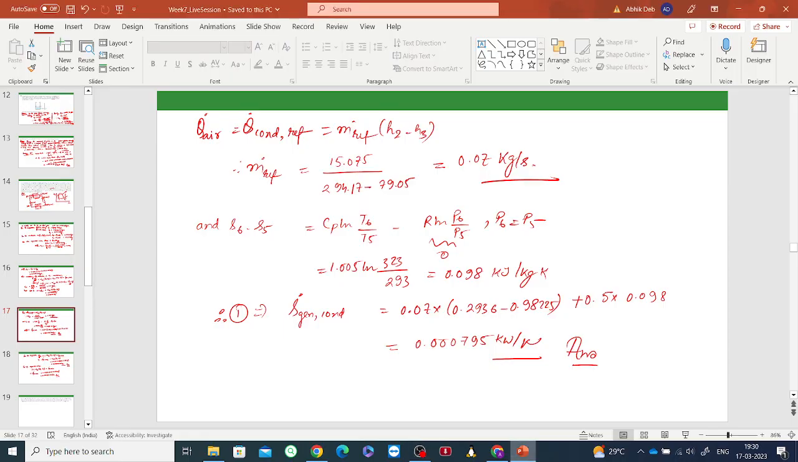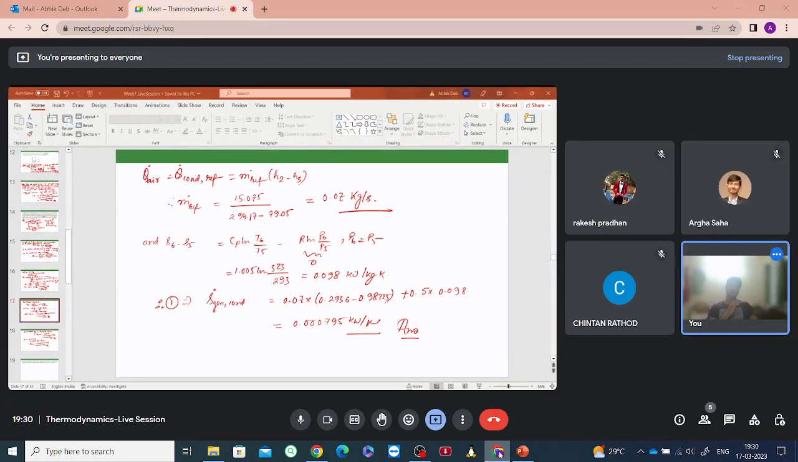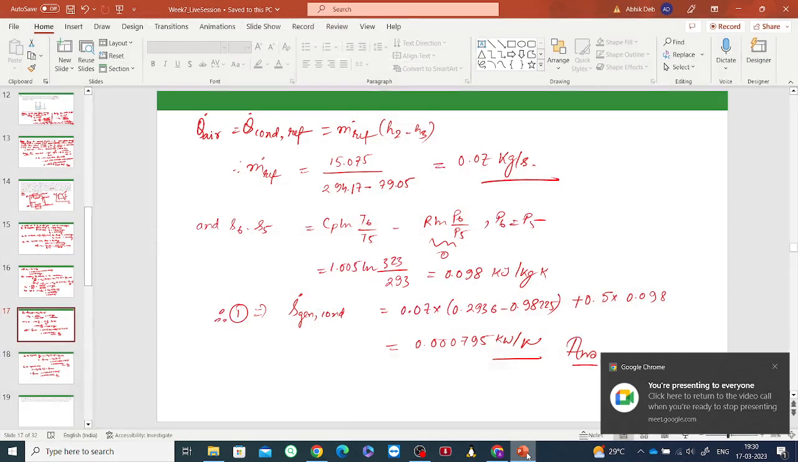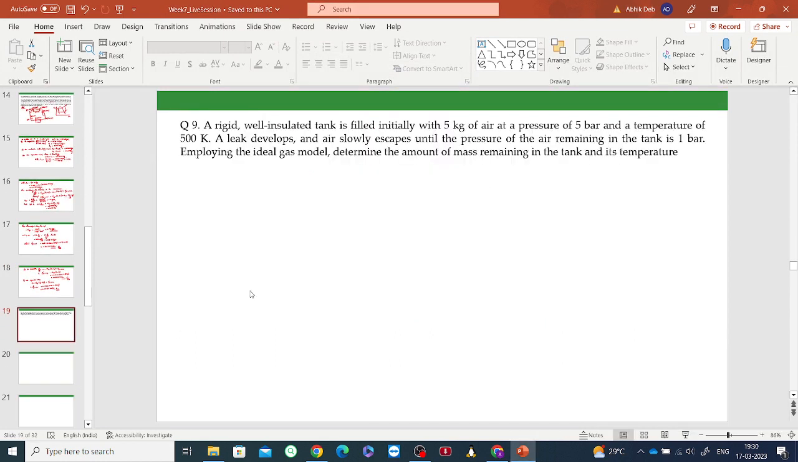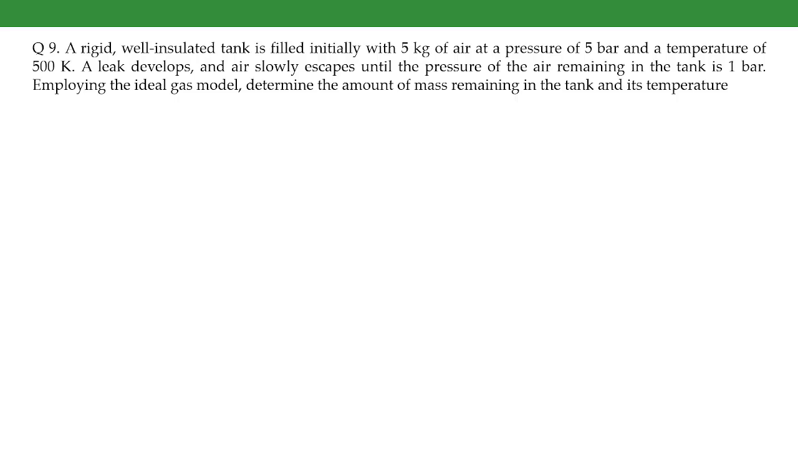Okay. So let me start with the next problem. This is quite an interesting problem. So a rigid insulated tank is filled initially with 5 kg of air at a pressure of 5 bar and a temperature of 500 Kelvin. Now in this tank, a leak develops and air slowly escapes until the pressure of the air remaining in the tank is 1 bar. So employing the ideal gas model, we have to determine the amount of mass remaining in the tank and its temperature. So what is the process here?